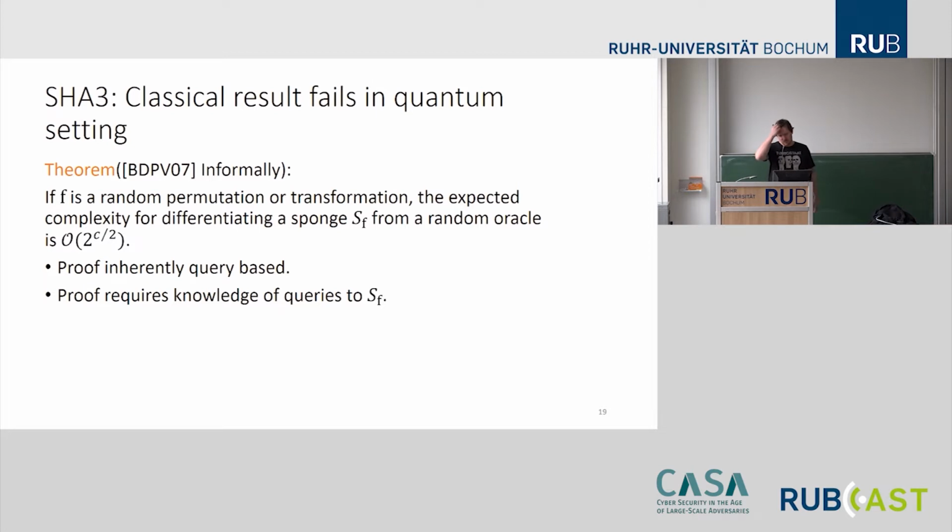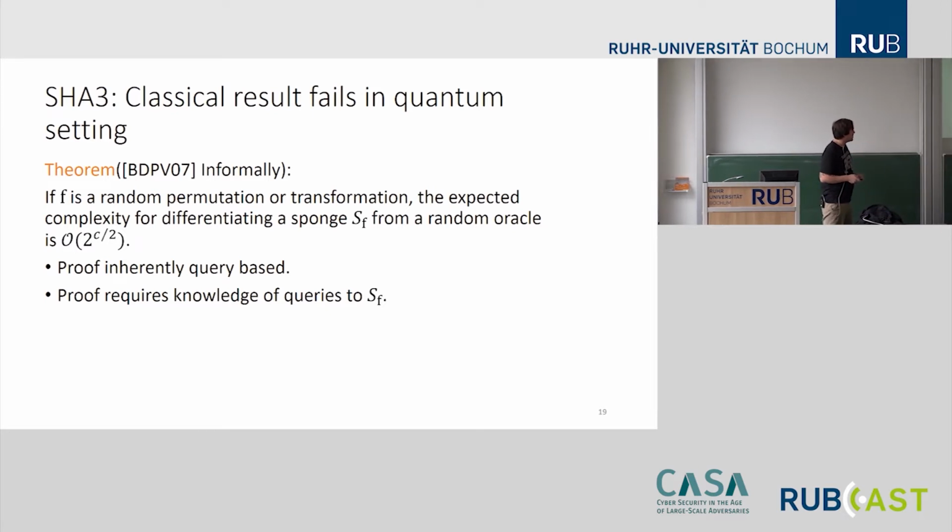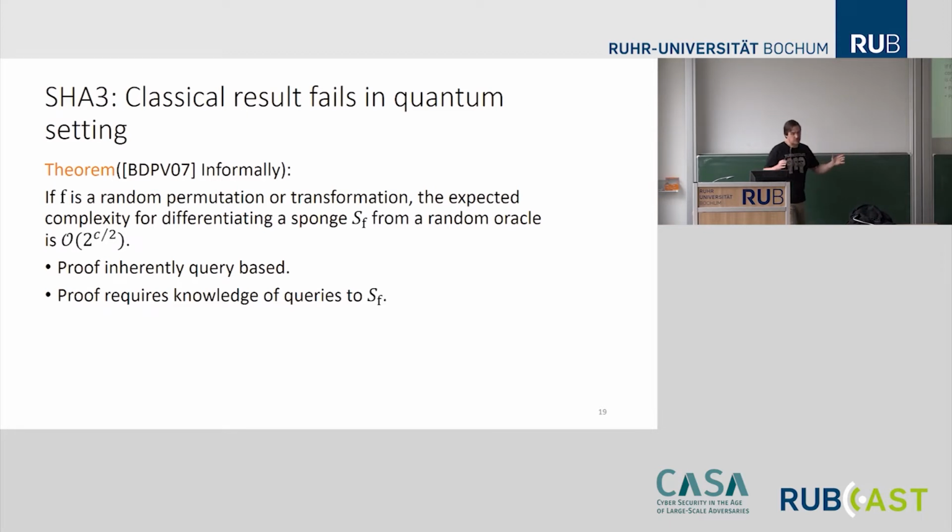So for practical parameters, if you have, for example, SHAKE128, which is a version of SHA-3 where you can produce arbitrarily many output bits, this means that as long as you do not make more than 2 to the 128 queries, this sponge actually is indistinguishable from a random oracle, even if you get access to this internal permutation.